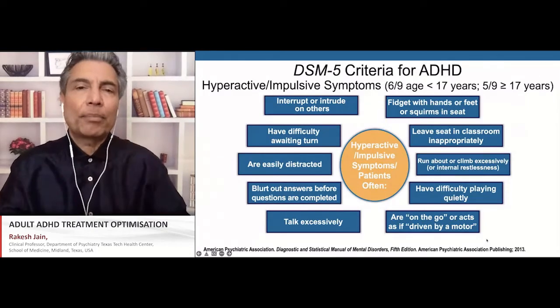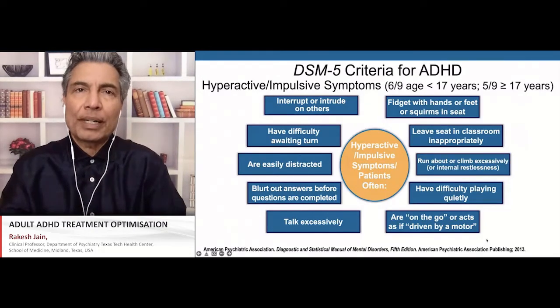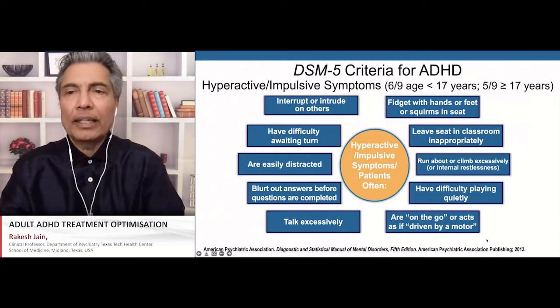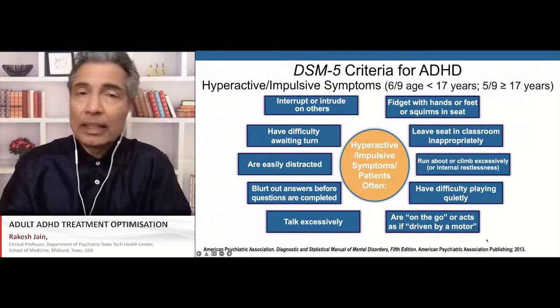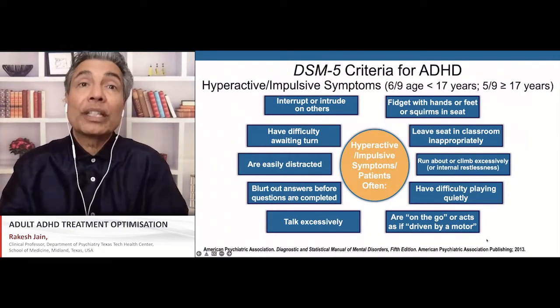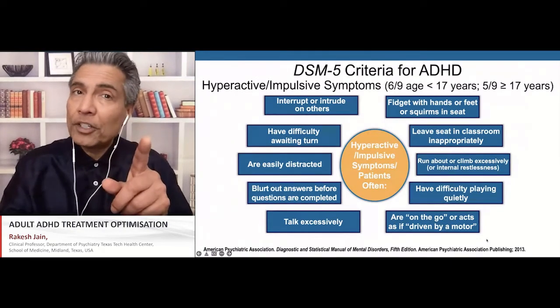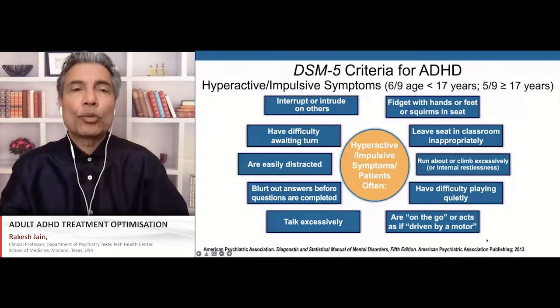And the same thing applies here. 6 out of 9 must be present if you are under 17, at least 5 out of 9 if you're 17 or older, at least for 6 months. And these symptoms must have started before the age of, remember what age that was? Yes, 12 or younger.